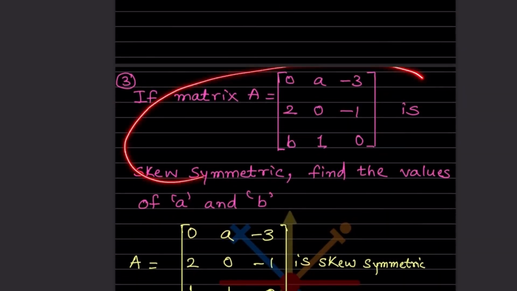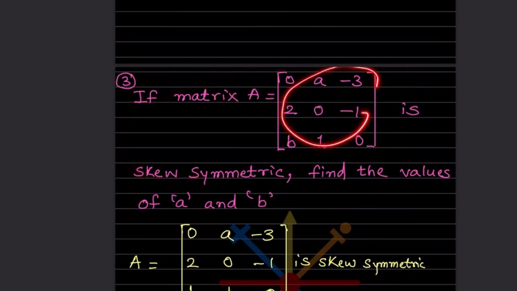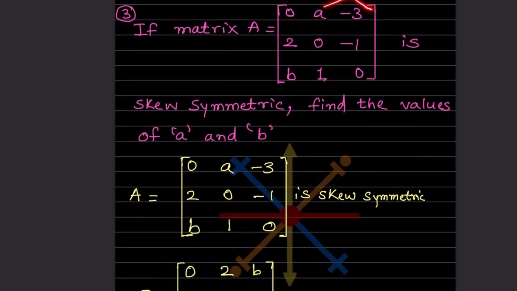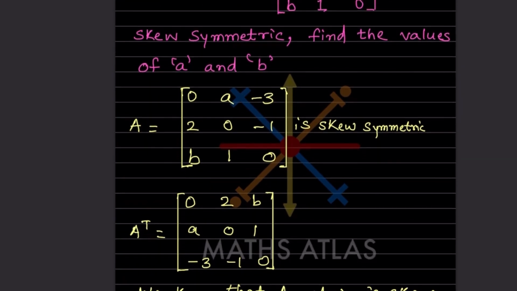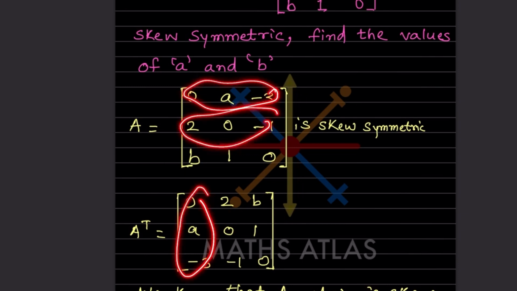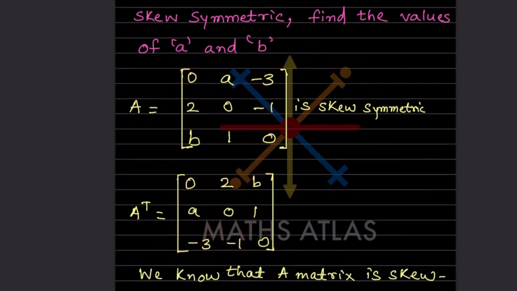Now this is the question given here. Matrix A is this one. Is skew symmetric. Find the values of A and B. So here first thing, what are we going to do for this one? We will find the A transpose of it. So this all will be here, this all is going to be like here and this all is going to be this one. So this is the A transpose.